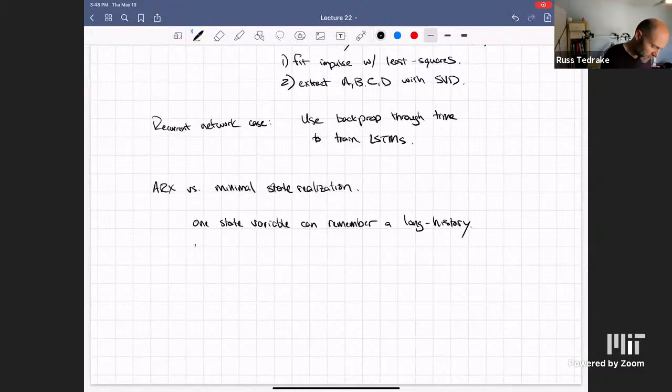So for instance, in partially observable settings, especially nonlinear settings, the state space can be much more efficient.